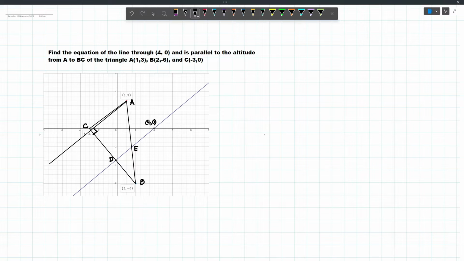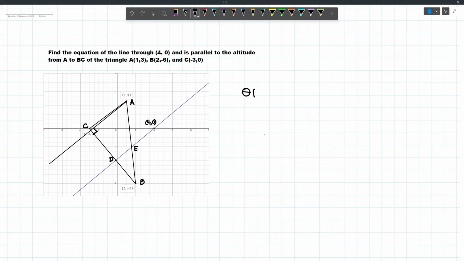Now we only need that concept, because once we know that, we will be able to realize that this line should also be perpendicular to BC, because the two are parallel. Now in order to get the slope of this line, we need to first get the slope of BC.